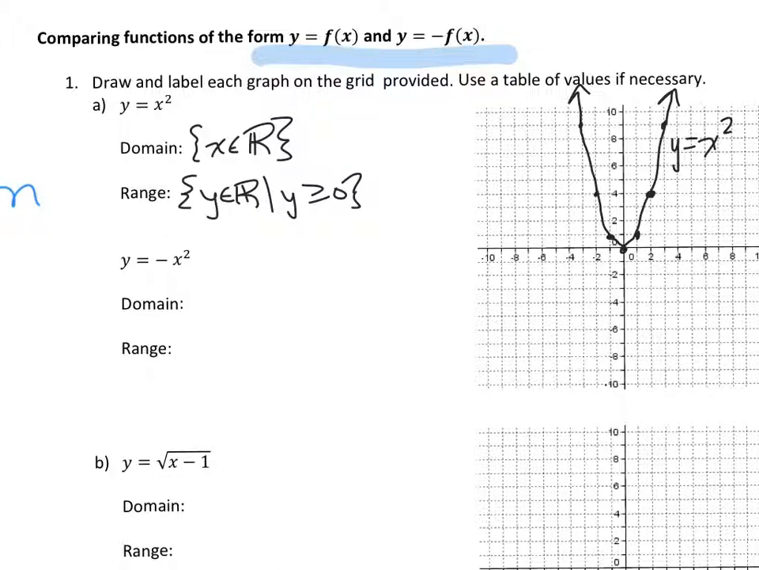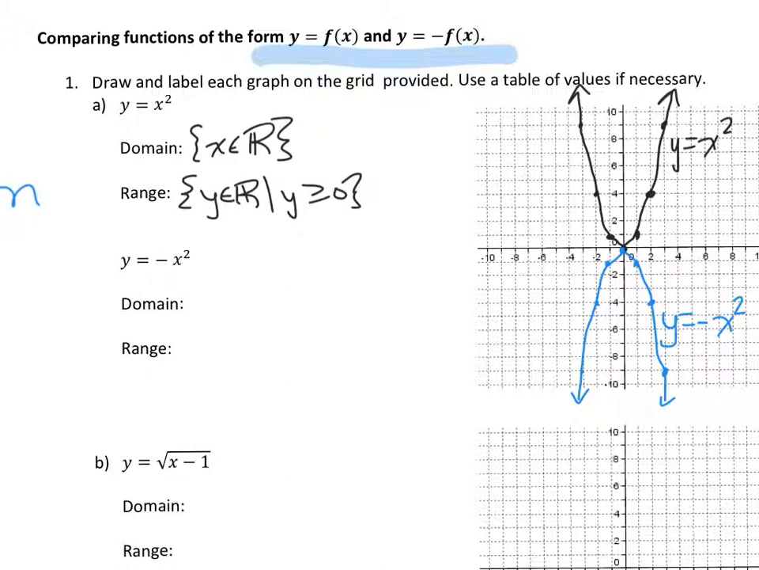Now let's graph the reflected graph of y equals x squared. So y equals negative x squared. So when I have y equals negative x squared, it takes every single point that used to be above the x-axis and it maps it below the x-axis. Sorry, it maps the y values below the x-axis. Notice how the x values don't change. The y value is what gets mapped below the x-axis, or the y value gets reflected to its negative.